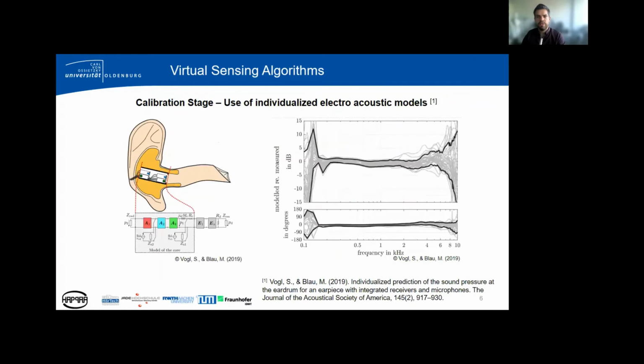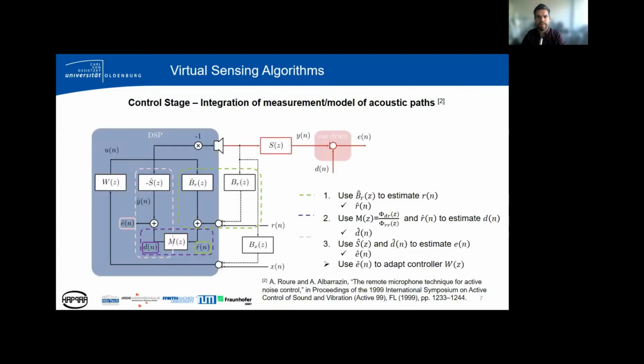Alternatively, individualized electroacoustic models can be used instead of fresh measurements, so as to avoid the use of probe tubes during the calibration stage and cope at the same time with measurement uncertainty issues. During the second stage, called the control stage, it is assumed that the measured acoustic paths are time invariant. Hence, the audiological probe tube is removed, but the measured acoustic paths are incorporated in the ANC algorithm to make online approximations of the sound pressure at the eardrum.